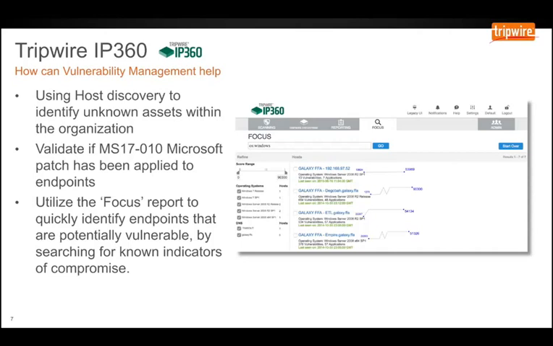Tripwire IP360 can validate if Windows endpoints are vulnerable to the WannaCry malware by searching for the specific CVEs related to the threat. As IP360 profiles the network, there is a central repository that can be searched against. Using Tripwire IP360's focus report, we can enter specific indicators of compromise, such as search for a specific port open on a Windows system that is running SMB version 1 protocol.